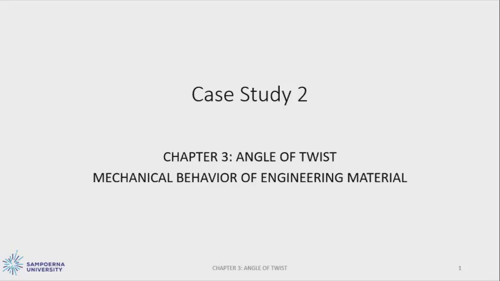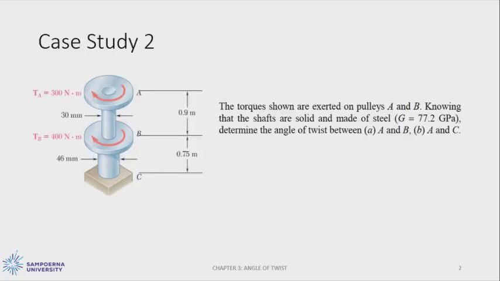Hi, in this video we will discuss case study 2. This case study 2 is covering chapter 3 about angle of twist. This is the typical question for angle of twist problem. The torques shown are exerted on pulleys A and B.